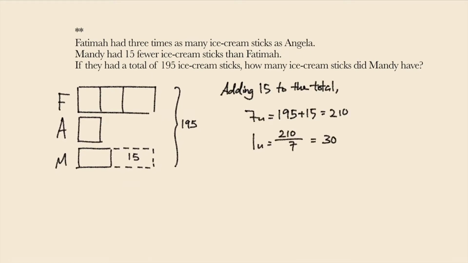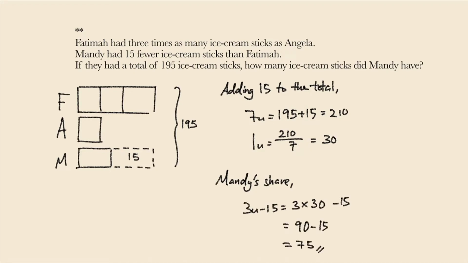So if I add 15 to the total, it's no longer 195. It's 7 units equal to 210. 1 unit is 30. Question. We want Mandy's share. So Mandy's share is therefore 3 units minus 15. So let's find 3 units, which is 90, minus 15. That gives us 75.